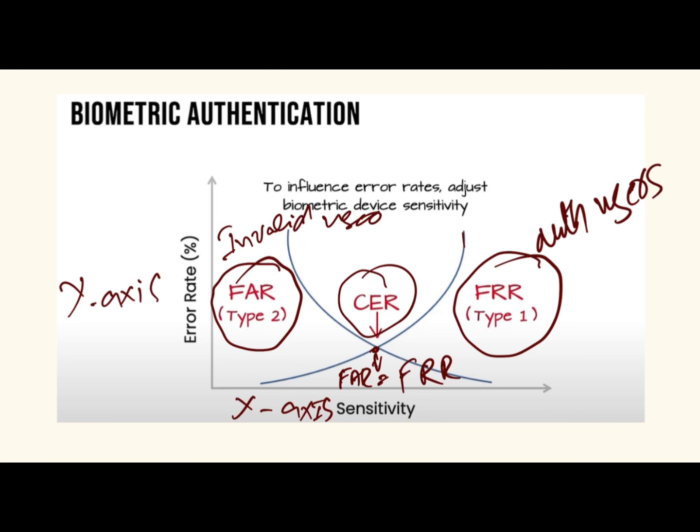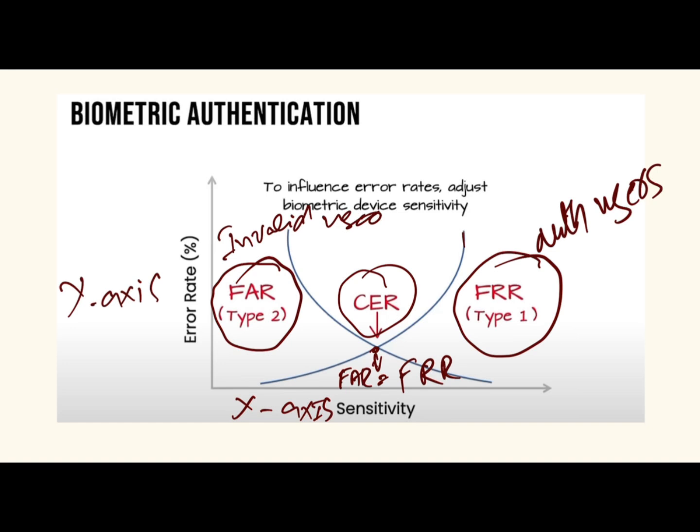So this does not recommend that you should have this goal, right? To have FAR and FRR be equal. It gives you an idea how sensitivity tuning affects error rates, and how to compare biometric system quality.